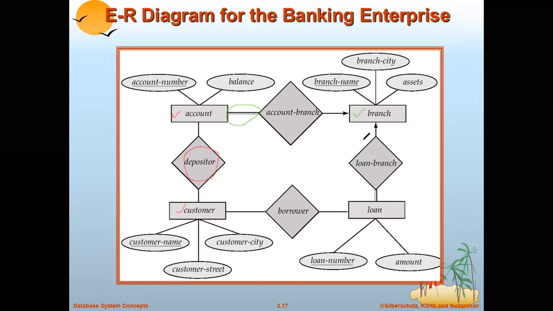Next is the branch, account and customer. Suppose a customer takes a loan, then there is a loan relation. The loan relation will have a loan number and the amount taken as a loan, right? Customer borrows, so this is a relationship set present between the customer and the loan relation. Customer borrows a loan which will have a specific loan number and a loan of that particular amount.